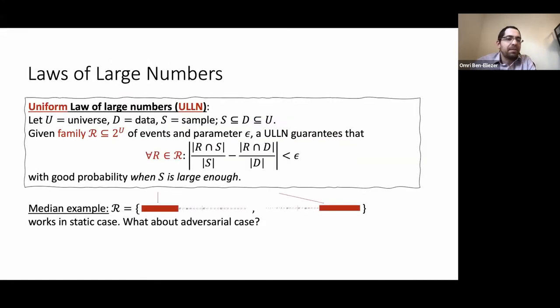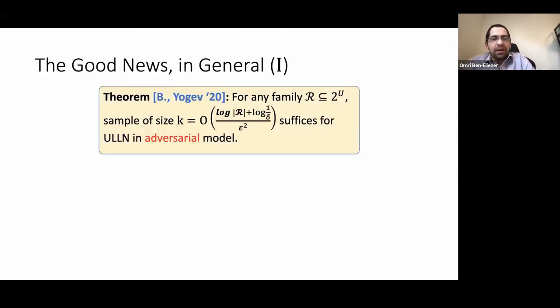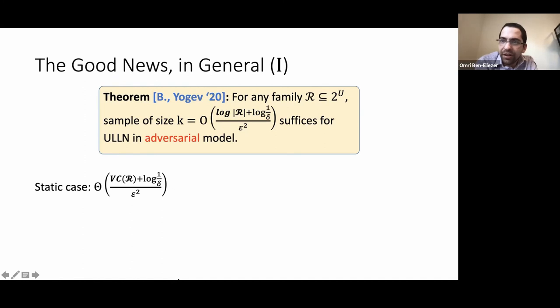So for example, in the median example, in the static proof that we've seen, this family consists of two kinds of events. If these two events that we described before happen, then the median of the sample is an approximation of the median of the stream. And the good news is that, in general, we have a uniform law of large numbers that works in the adversarial setting. Compared with the static setting, the dependence on the family of events is somewhat worse. It's logarithmic in the family instead of the VC dimension.